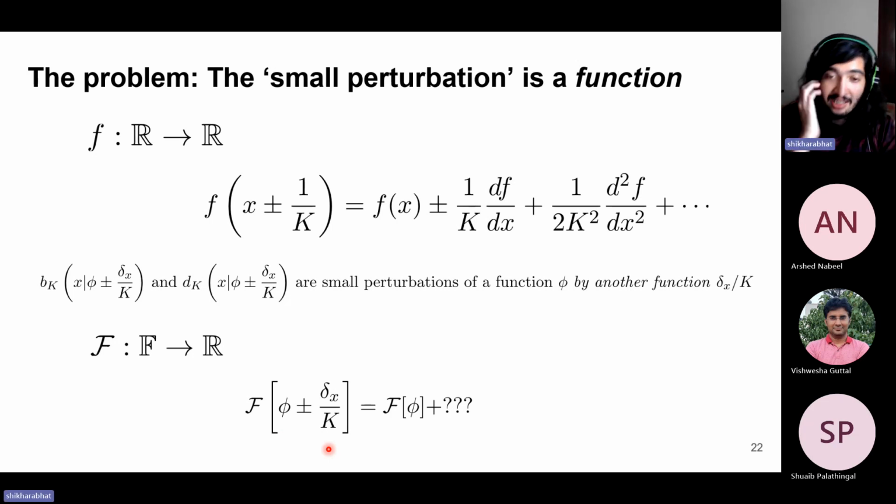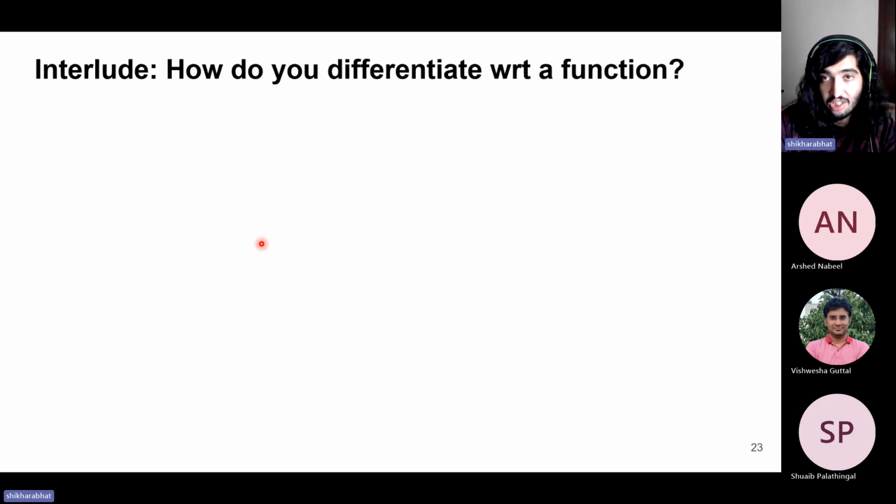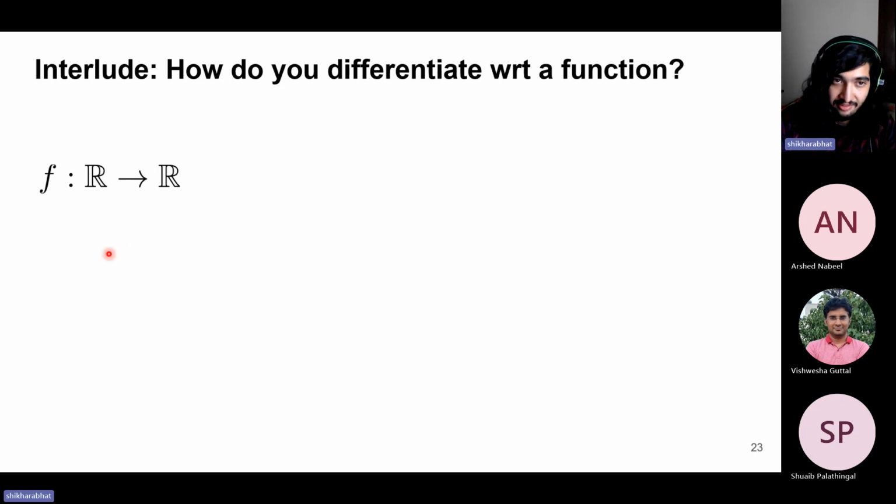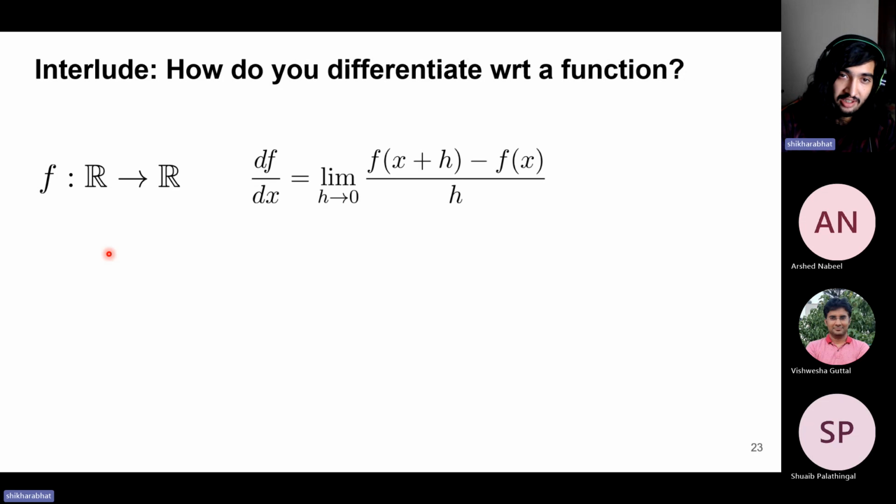So the idea is, do we have something like a derivative for functions of functions? That is, instead of differentiating with respect to a number, can we differentiate with respect to a function? This is a good question. And let's start from first principles. We have a real function, little f. We know how to define the derivative. This is what we all learn in high school, undergraduate, something like this. We learned that the derivative df by dx can be defined as follows.